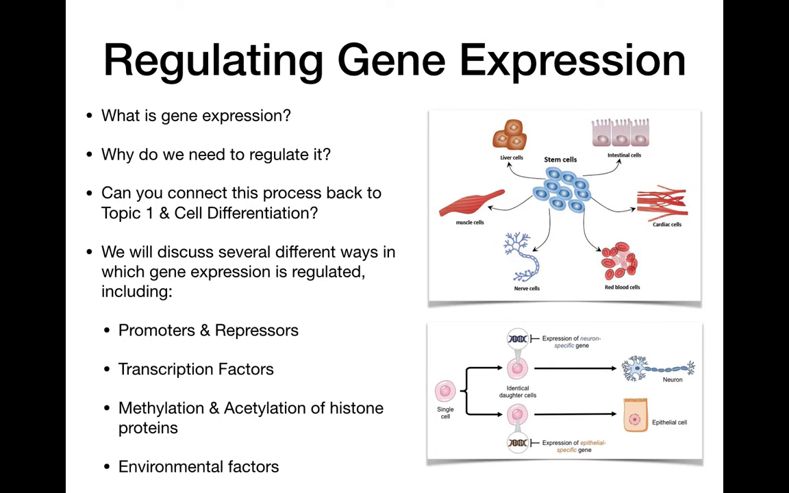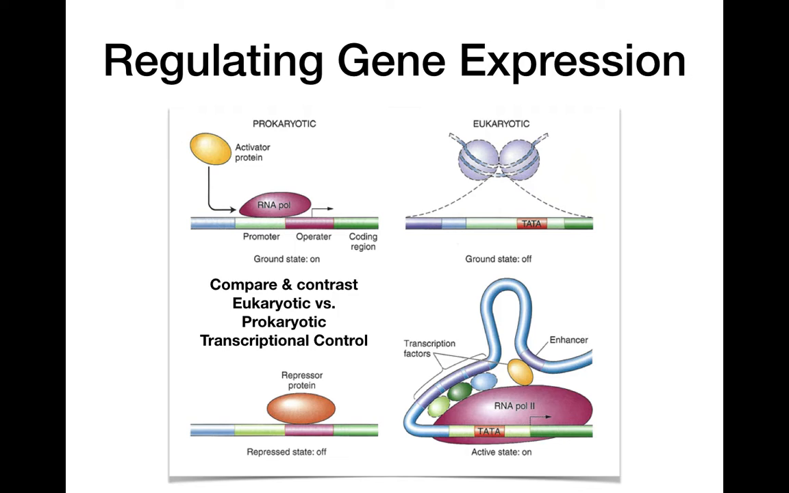So take a look here at this diagram. This is showing prokaryotic and eukaryotic transcription control. So here we have prokaryotic on this side, eukaryotic on this side, and we're controlling the transcription of different genes. So take a minute, pause the video, talk to your partner, and what do you notice is different here? What's the same, what's different?